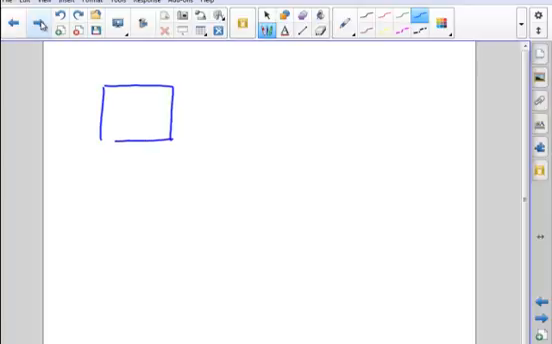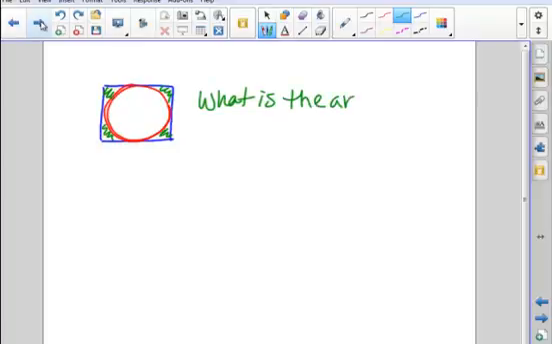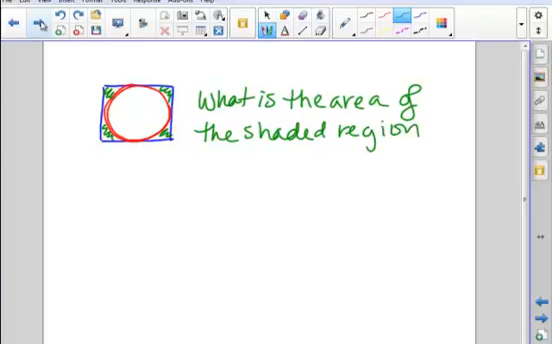You've got a square, and then you've got a circle. You've got a circle and a square, and then they've got the shaded region. They'll ask you to find the area of the shaded region. What is the area of the shaded region? And they can give you two different things. I'll do it both ways, because what I'm doing is not examples of everything. I'm trying to show you the thinking process you go through.